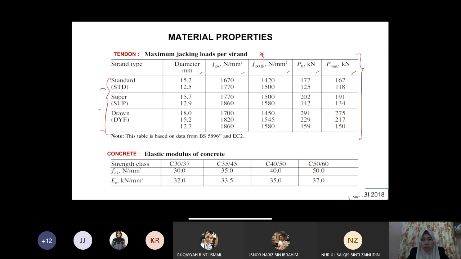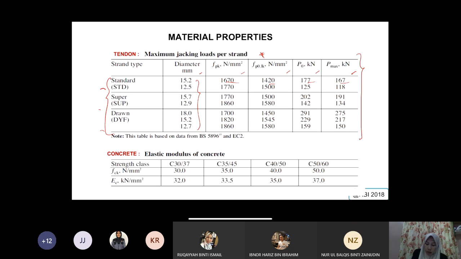So where do you get this table? Normally you will get it from the manufacturer that provides you the tendon. They will give you a range of the types that they sell, and the range of diameters that they produce. Each type of strand has specific material properties, and the forces that can be applied, the maximum. You cannot go beyond that maximum. If you go beyond that, it will fail. Your strength will fail.